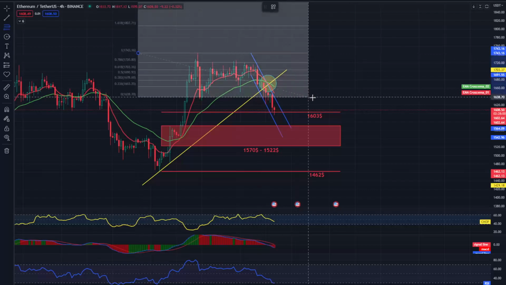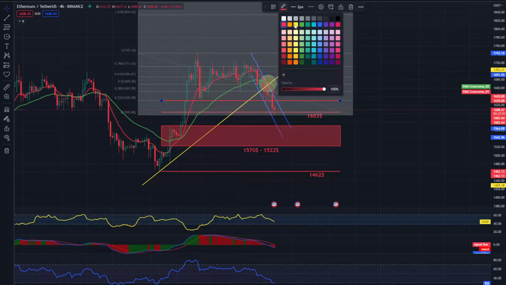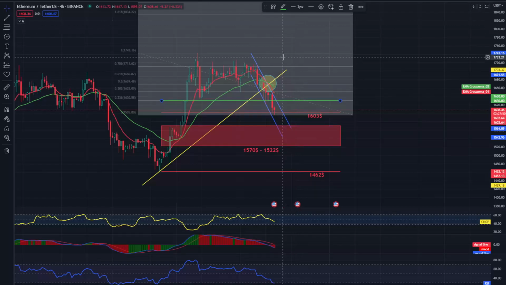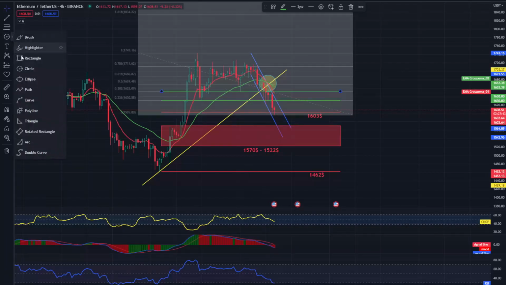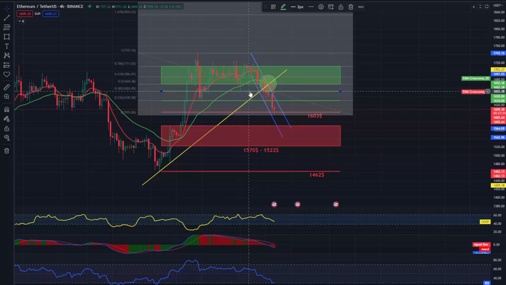Looking the other way, we can also mark the places where the price should encounter resistance on the way to increases. And here we have the first resistance at $1,630. The next resistance is at $1,652. Then we can mark the resistance zone from $1,669 to $1,711, and then the resistance at $1,743.